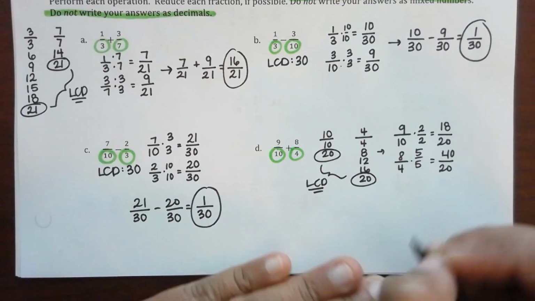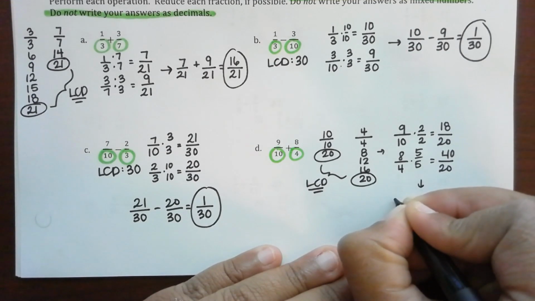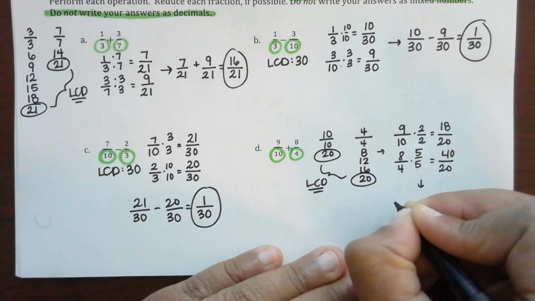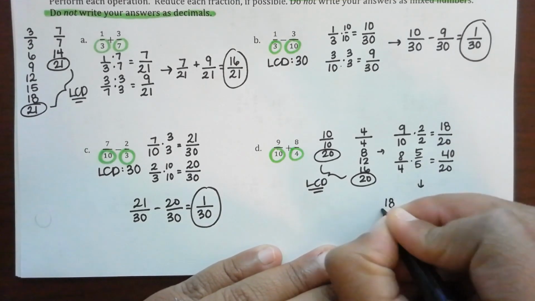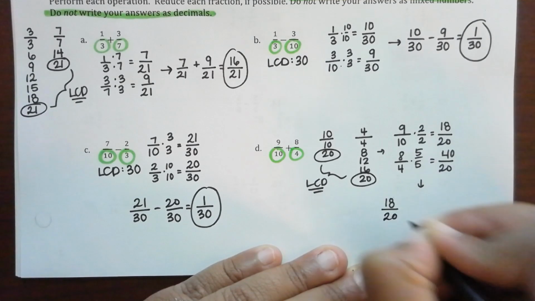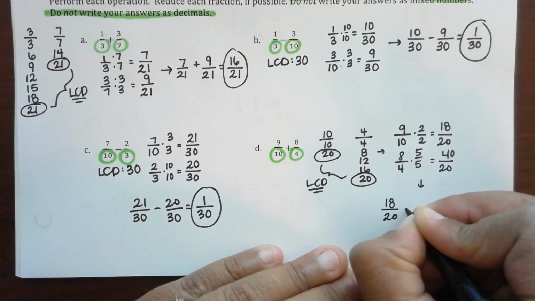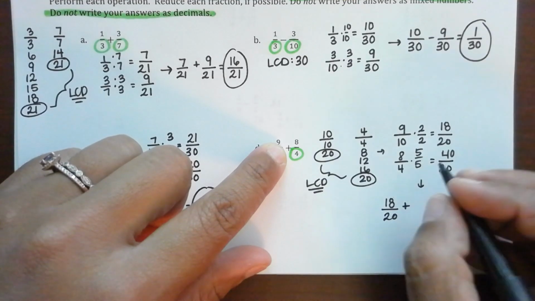So how would I rewrite this? What needs to be written first? Look at your previous examples. What would be written first? 18 over, what's the denominator? 20. What needs to go behind it? A addition sign, a plus sign. Then what needs to go behind that?